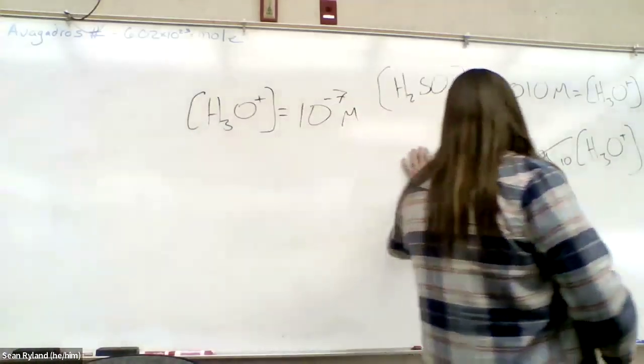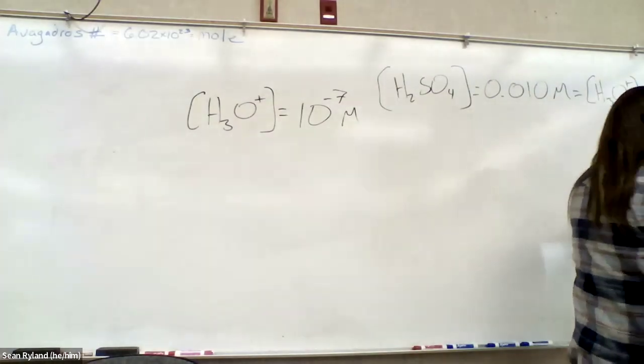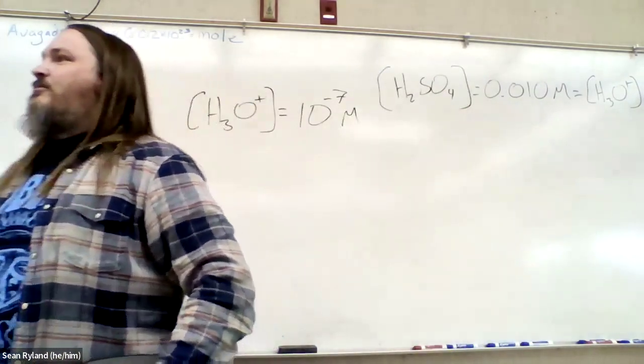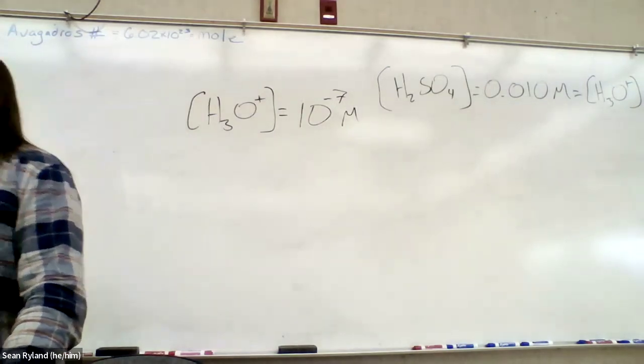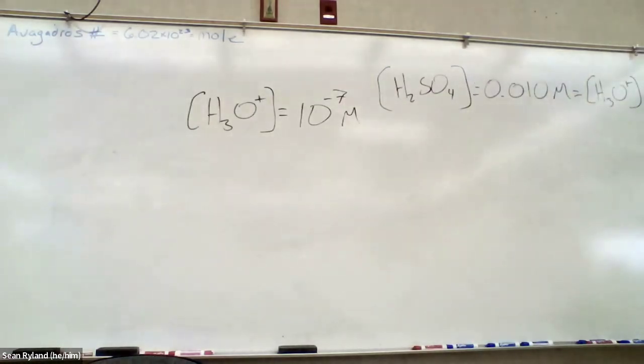P is what's called in math an operator, which just means it's like a function. When you say P, it means take the negative log base 10 of something. So pH is take the negative log base 10 of hydronium concentration. pOH is take the negative log base 10 of hydroxide.